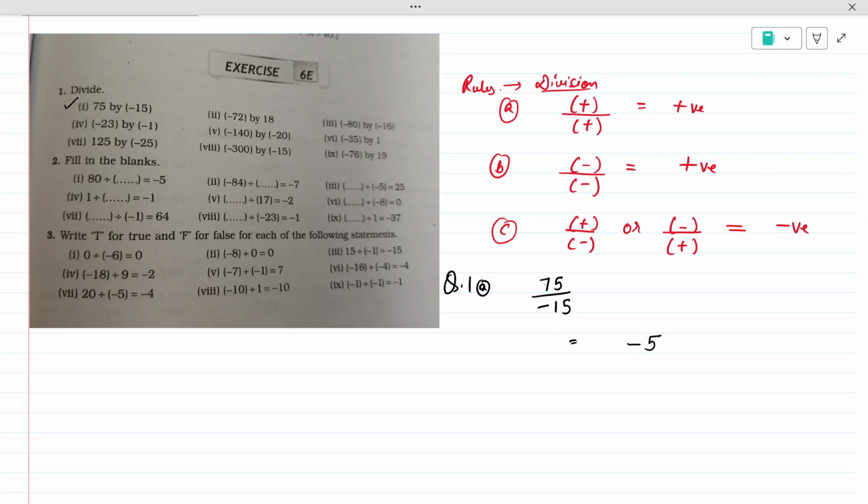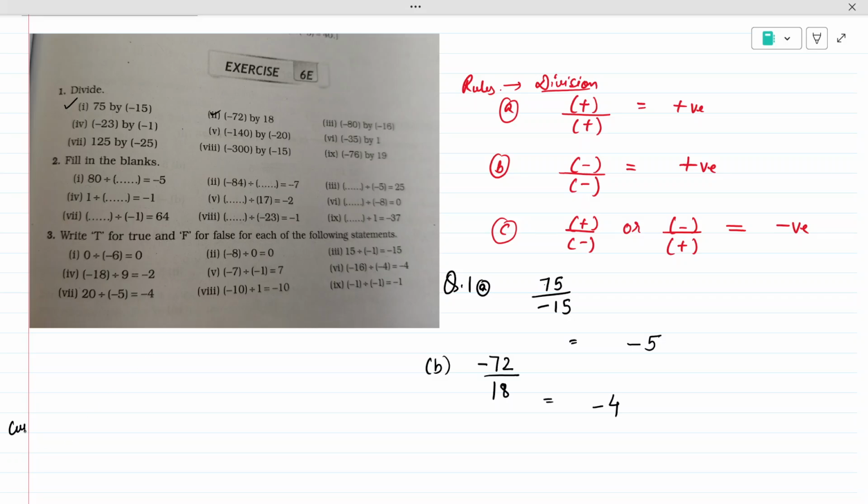Okay. Similarly, minus 72 by 18, the B part, if I pick B part, minus 72 by 18. Again, this is a negative number divided with a positive number. 72 with 18, the answer is 4 of division, and the sign is minus, because minus divided by positive is minus only. Similarly, we can solve all these questions.